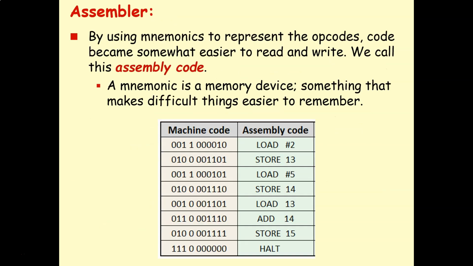Let's start by looking at what an assembler does first. So by using mnemonics to represent the opcodes, code became somewhat easier to read and write. We call this new language assembly code. So if you look here, we can see we've got a machine code instruction, and that's quite difficult to remember, it's quite difficult to create, whereas this is a lot easier to remember. In fact, remembering this whole program and being able to write it is much easier than trying to remember the equivalent in machine code instructions.